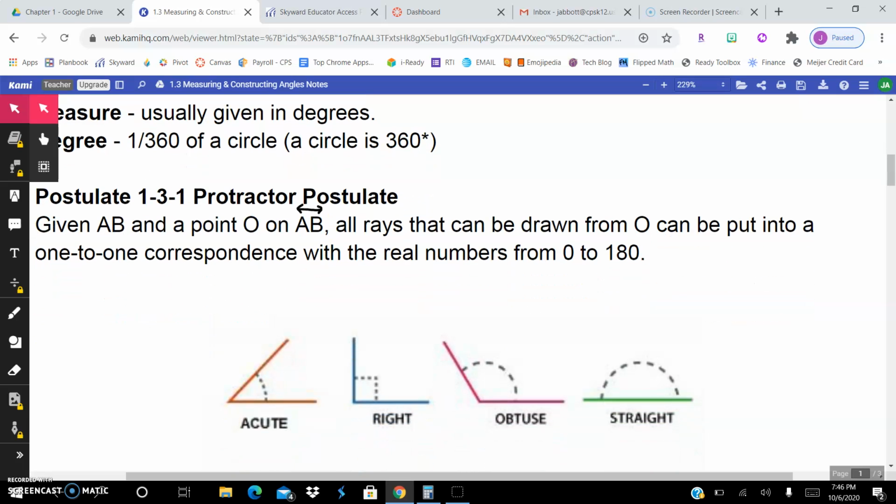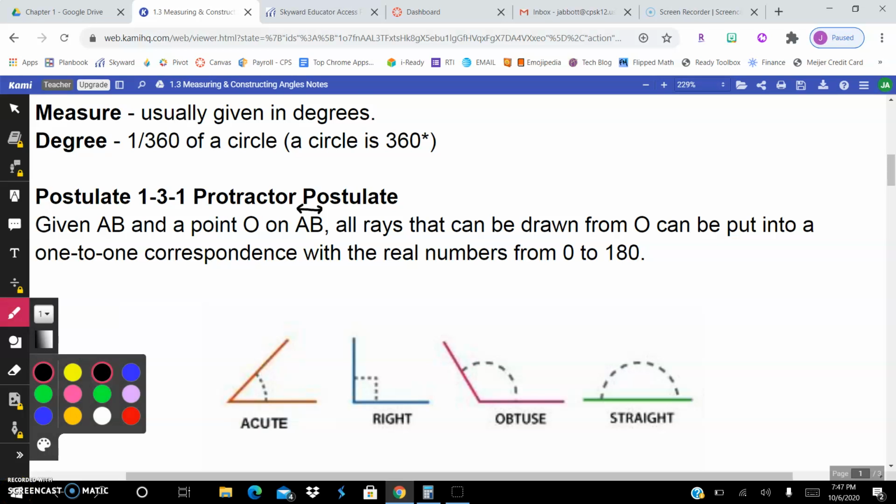Postulate 1-3-1 is the protractor postulate, and it's saying that given line AB and a point O on AB, all rays that can be drawn from O can be put into a 1-to-1 correspondence with real numbers from 0 to 180. If I drew that in a picture, I would have line AB, and there's a point O somewhere on that. And it says all rays that can be drawn from point O can be put into a 1-to-1 correspondence with the real numbers from 0 to 180.